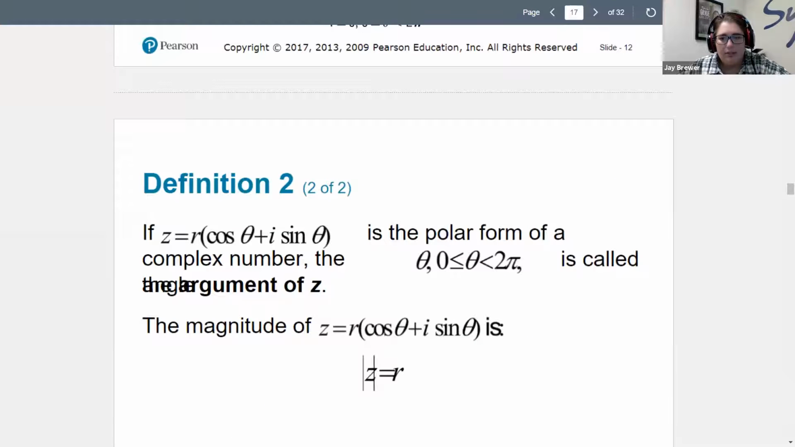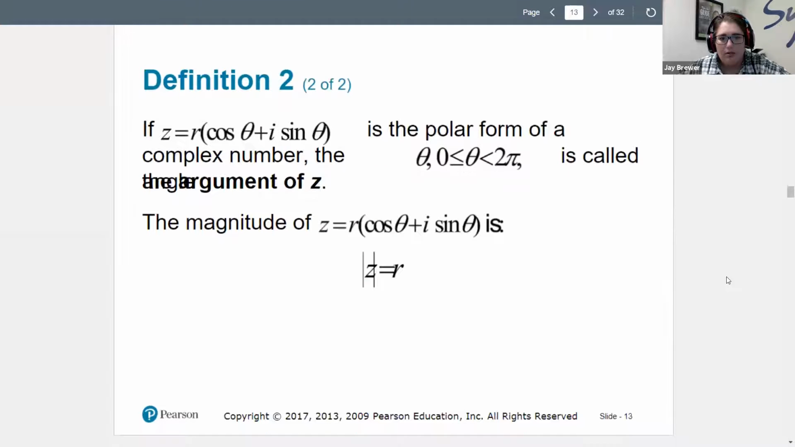Do you guys have any questions on the definition part? I'm pretty sure we're going to do some examples, but do you have any questions on why all that is the way it is? Okay.